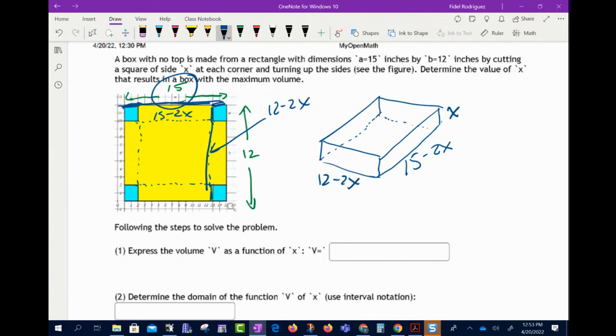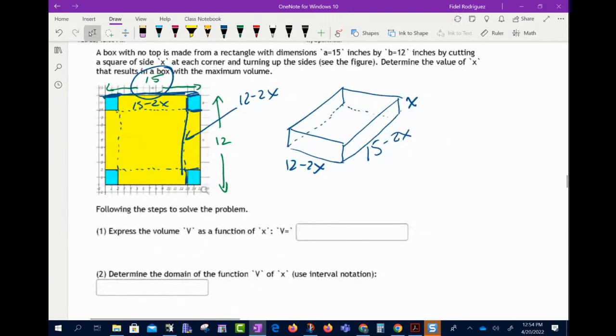And then isn't the height of my box x? Right? Because remember, isn't x the distance from here to here? So when we fold up those sides, that's going to be my height, right? Okay, so now let's take a look. All I'm doing so far, y'all, is drawing my picture, since I haven't even looked at step number 1, just so I get an idea of what the box is going to look like.